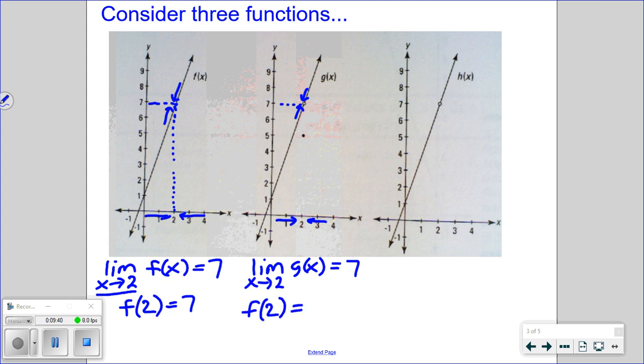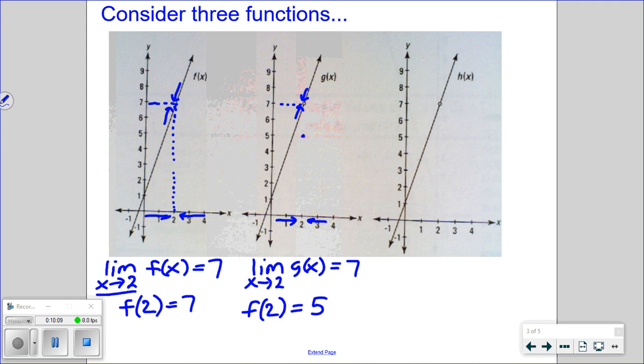Now, let's say we try to find f of 2. Well, f of 2 means what does y equal when x equals 2? In this case, to evaluate the function, we would go to the closed circle. So f of 2 would equal 5. So this is a case where the limit and the function value are not the same. But I still want you to notice that the limit still exists even though there is a hole in the graph.